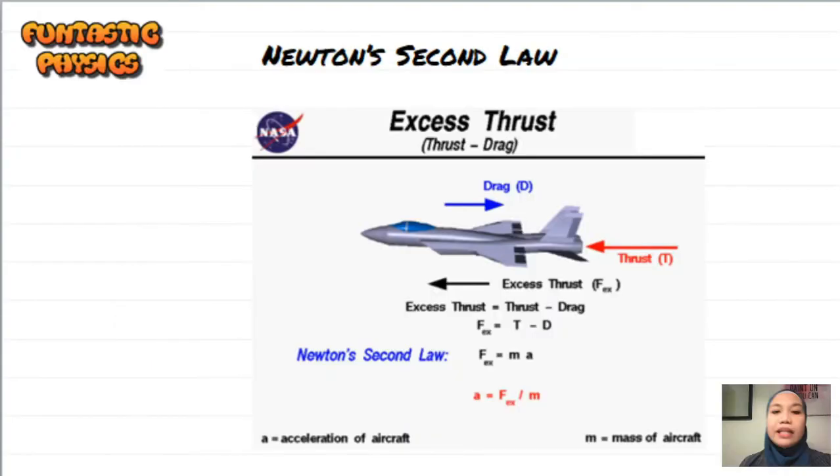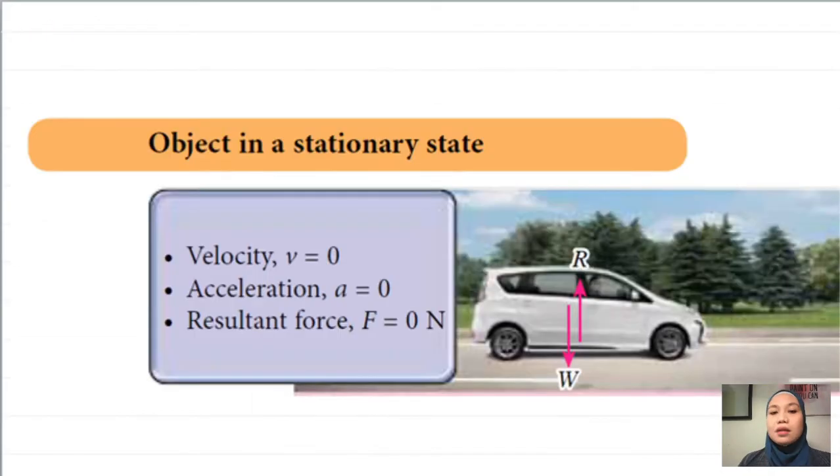Next, applying Newton's second law. Newton's second law is regarding F equal to ma. So mass times acceleration is the force exerted on an object. So we have an object in a stationary state. We have a stationary car, which means the car is at rest, it is not moving.